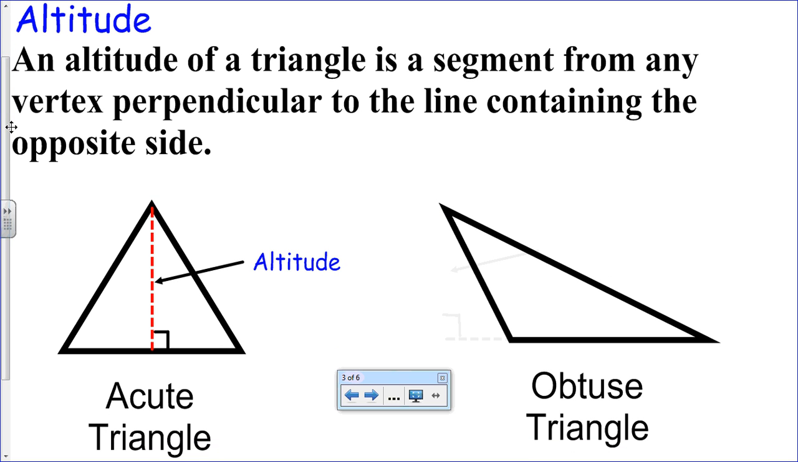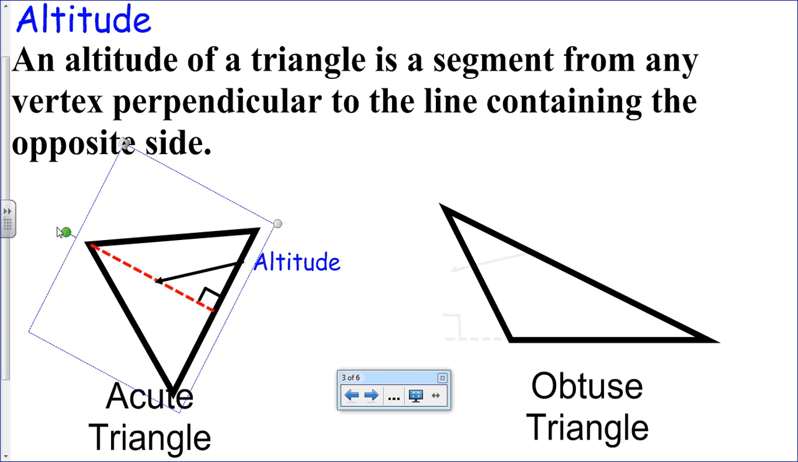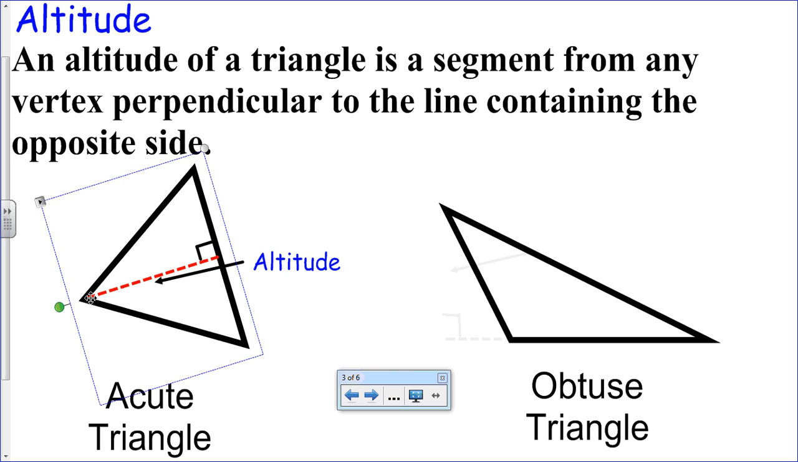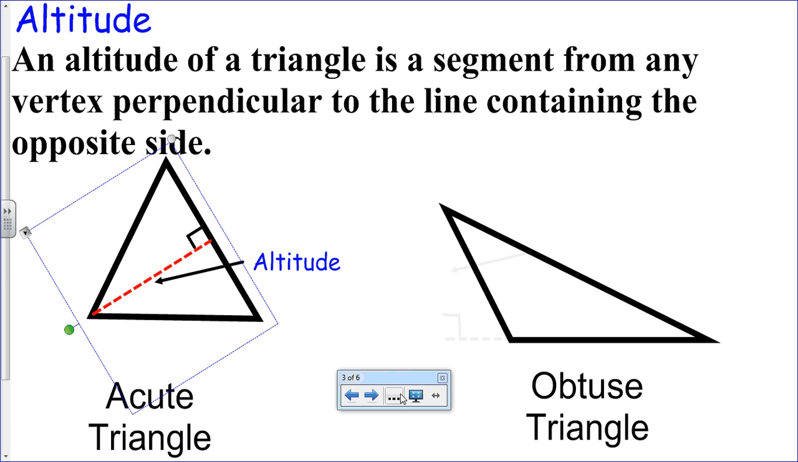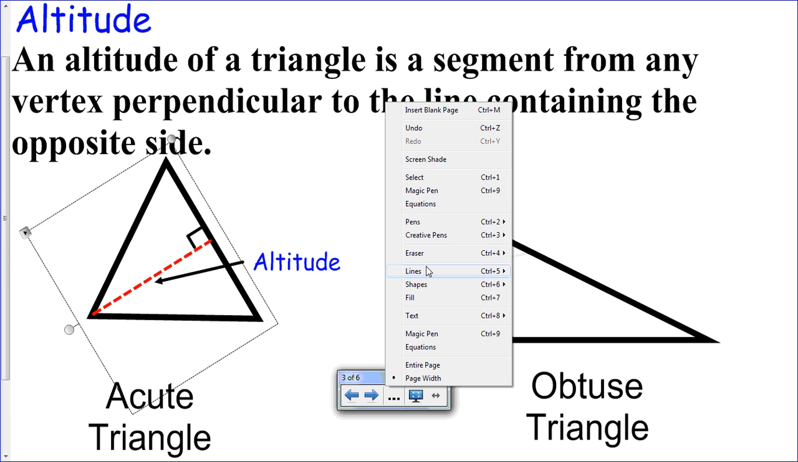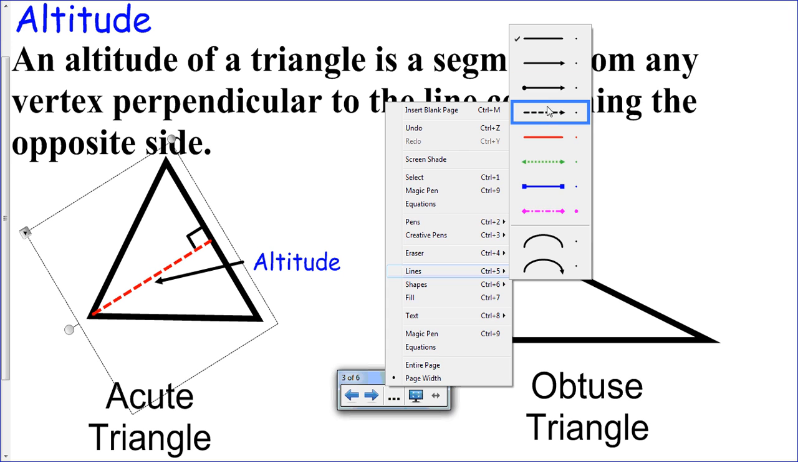An altitude of a triangle is a segment from any vertex perpendicular to the line containing the opposite side. So if you look at the triangle here to our left, the altitude connects the vertex and it's perpendicular to the opposite side. And a triangle has three altitudes. One of them is there, but here is another altitude. I'll go ahead and draw it now.